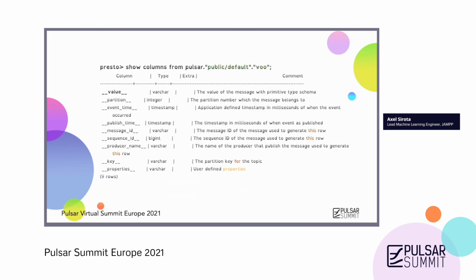In this case, I do a show columns on the Pulsar catalog, on the public tenant, on the default namespace, on a topic I named BOO, and you have all these columns for free. You have the _value, which holds the unserialized message. You have the partition, the event type, when it was published, by whom it was published, all of the keys for the topic, and the properties of the metadata. You have all the information about this topic and this specific message.